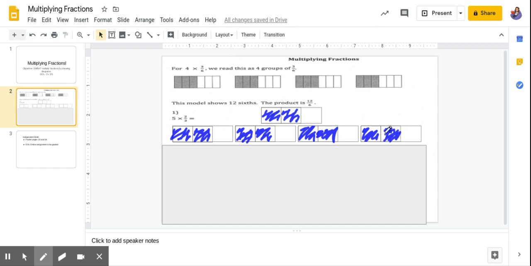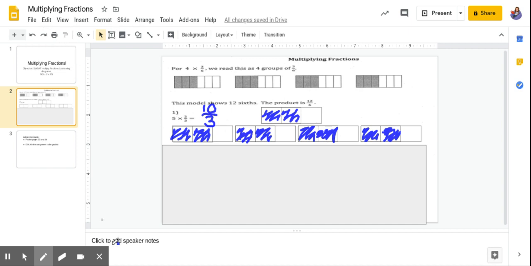All right, but we're not just done there. We need to solve this problem. And like I mentioned before for the example problem at the top, our denominator does not change because the size pieces remain the same. So again, we're working with thirds. And if I count all of these shaded regions, let's see what I get. 1, 2, 3, 4, 5, 6, 7, 8, 9, 10. Ooh, I have 10 thirds. So that means 5 times 2/3 equals 10 thirds. And that's really all you have to do.